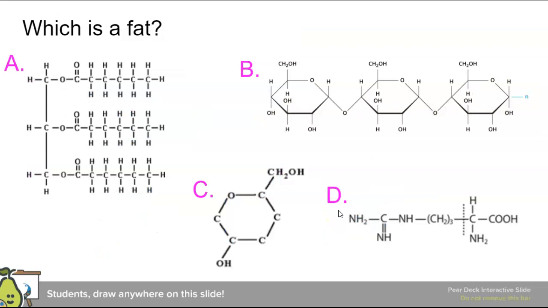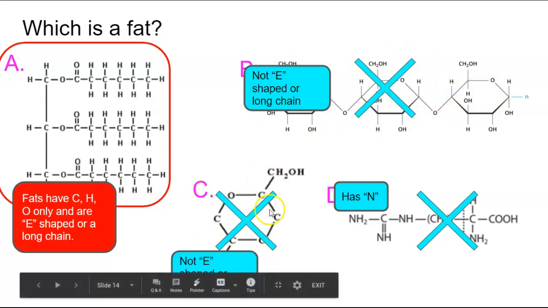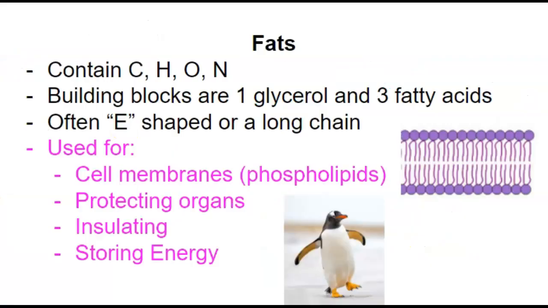You try another one. Which of these is a fat? A, B, C, or D? Did you say A? If you did, you were correct. B, this is a hexagon, right? So although it has CHO, this is a carbohydrate. This is also carbohydrate. This is CHON, so this is going to be a protein. So only A is a fat.